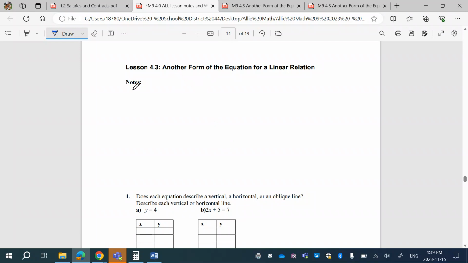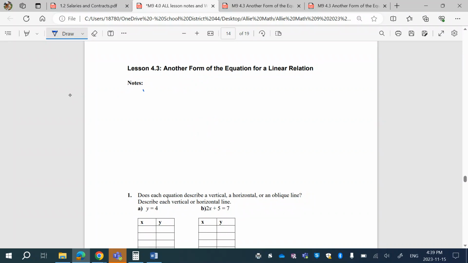This is another form of the equation for a linear relation. We're used to seeing it in our usual form, y equals blank x plus blank. And now we're going to be looking at lines.